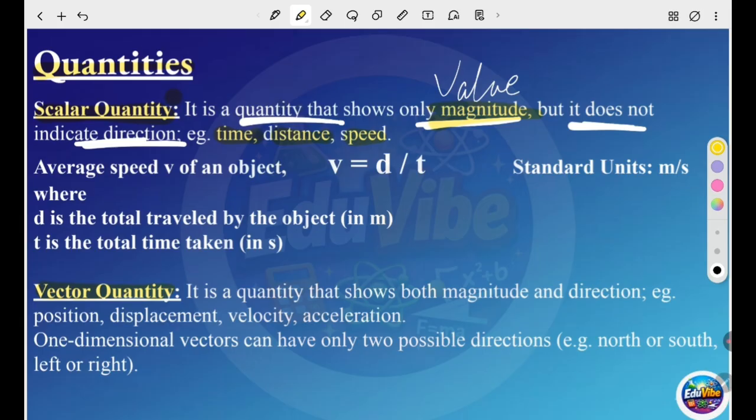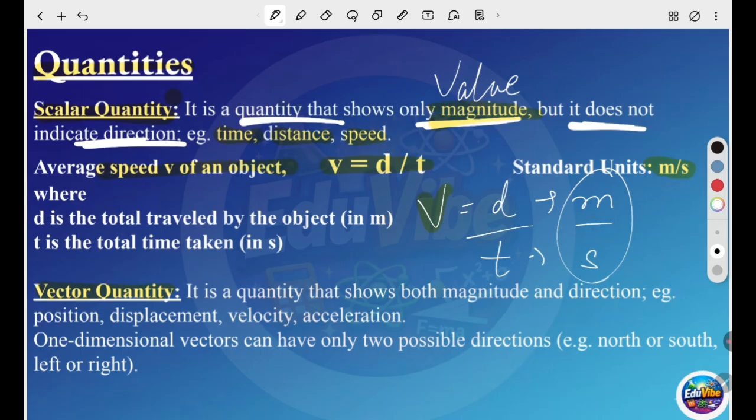So if you find the average speed, v is equal to d upon t, which is distance upon time. And the standard unit for this is meter per second, because distance should always be in meters and time should always be in seconds. So here we get the standard unit meter per second.